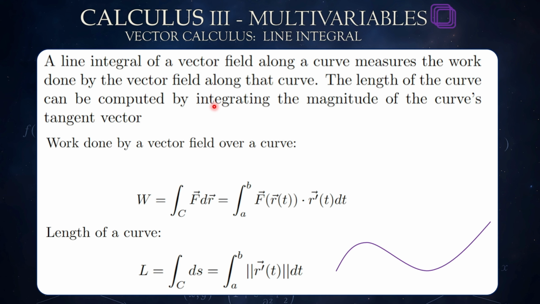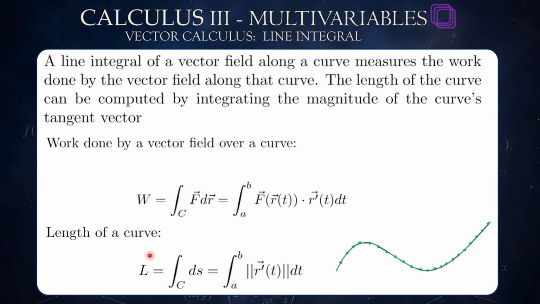Line integral. A line integral of a vector field along a curve measures the work done by the vector field along that curve. The length of the curve can be computed by integrating the magnitude of the curve's tangent vector, like you see in the below picture. So work done by a vector field over a curve is given by W equal integral over C F dr equal integral from A to B, which are the boundaries of that length, F(r(t)), so F in function of r(t), dot r'(t) dt, which is the tangent vector.